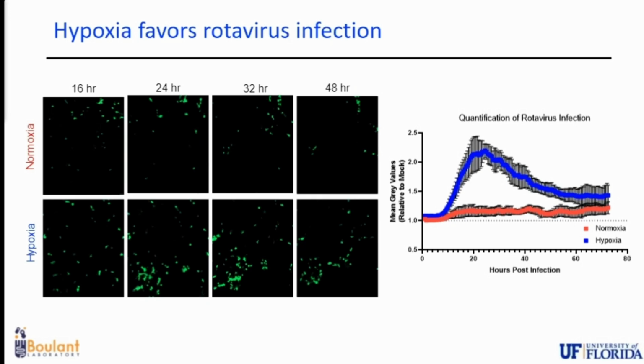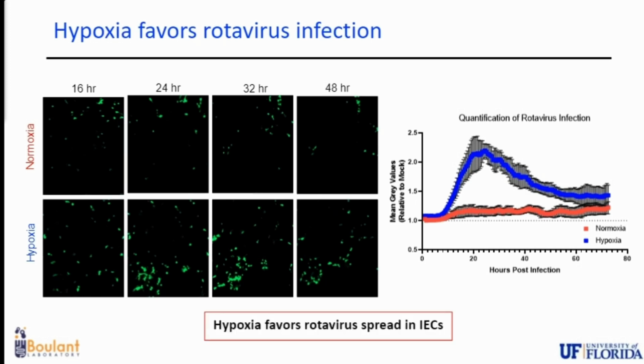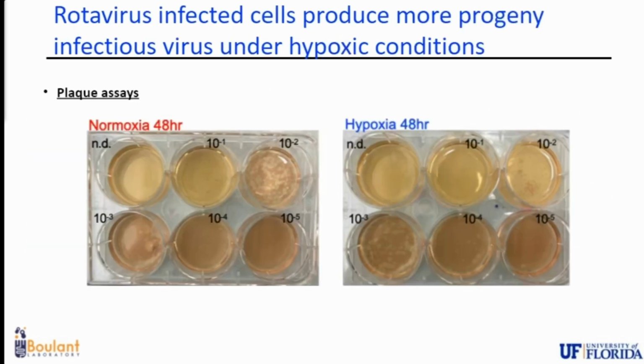And we follow live, under normoxic and hypoxic conditions, the infection and quantify the number of infections over time. So we're looking at the spread of rotavirus in these cultures. And you can clearly appreciate here that under hypoxia, we have much more spread. So we have many more cells that get infected over time. This is a 48-hour infection time course, and you can see it here in the quantification on your right. So hypoxia favors rotavirus spread in intestinal epithelium cells.